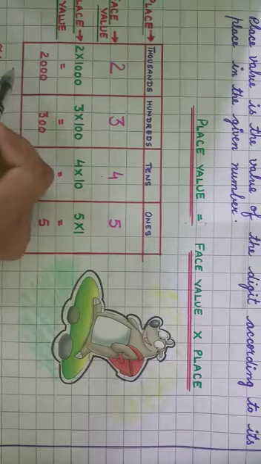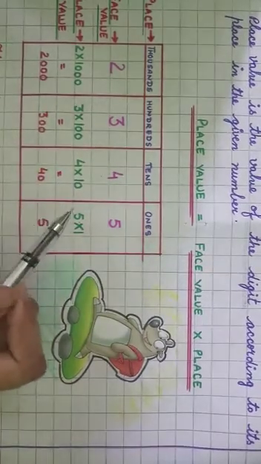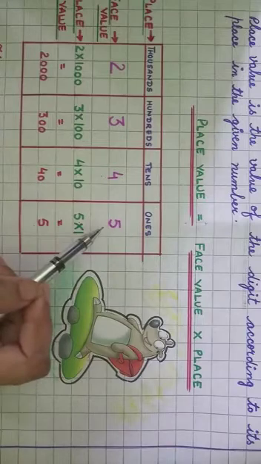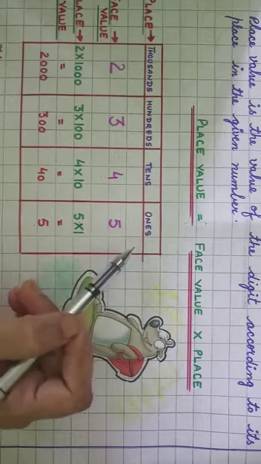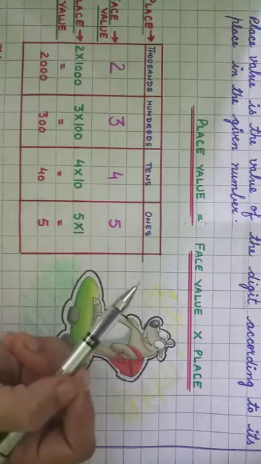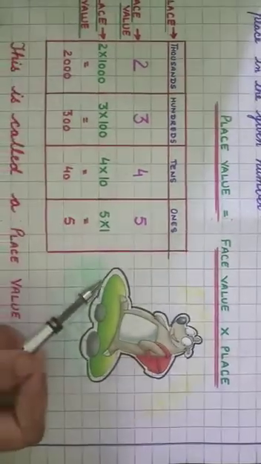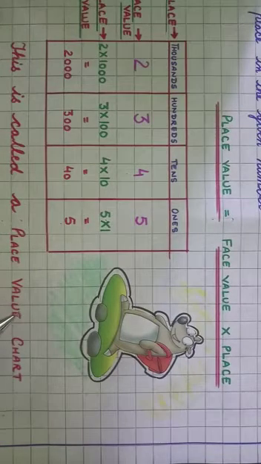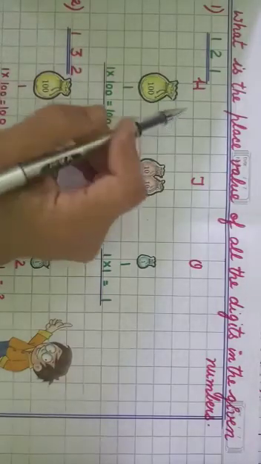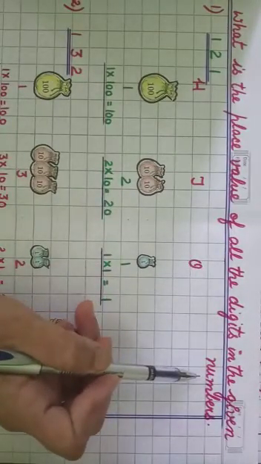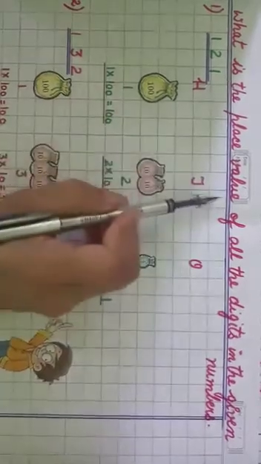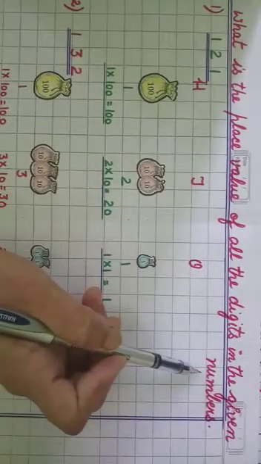Is it clear beta? In order to find out the place value of a digit, we will multiply its face value with its place. Clear, children? So this chart is also called a place value chart. Now the question is, what is the place value of all the digits in the given numbers?